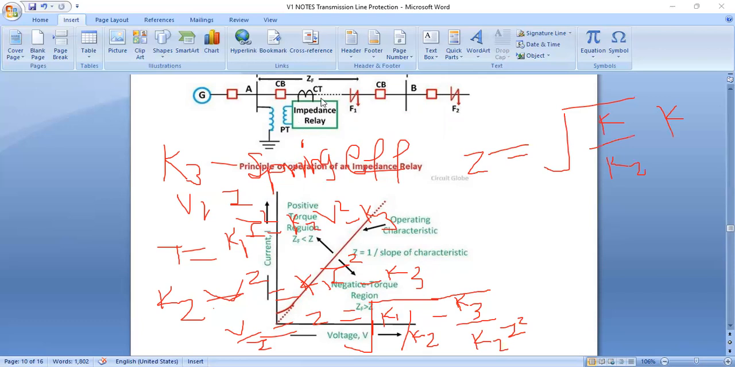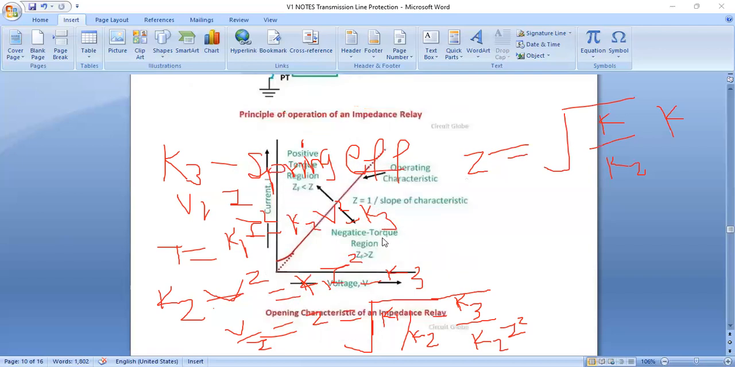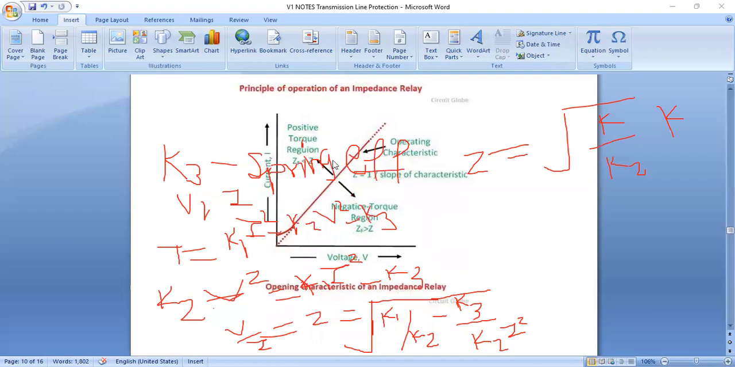So this dashed line in the image represents the operating condition, and the constant line is the impedance. So the operating characteristic of the impedance relay is as shown in the figure below. In this figure there are two regions, positive and negative. The positive torque region of the impedance relay is above the operating characteristic.